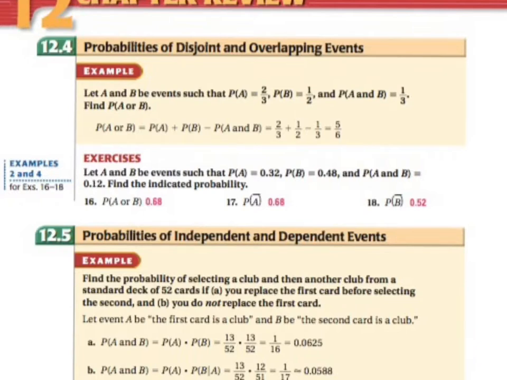Lourdes. How did 16 get 0.68 to add in? Did you subtract it? 16. Because there's an over, this is disjoint? Yeah, there is a possibility of it being both, right? So you have to do A plus B minus A and B. Does that make sense? Yeah, okay.